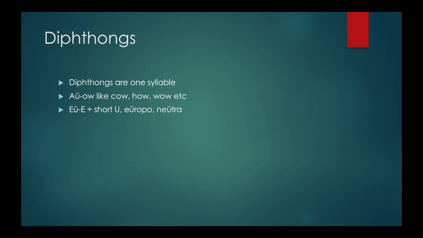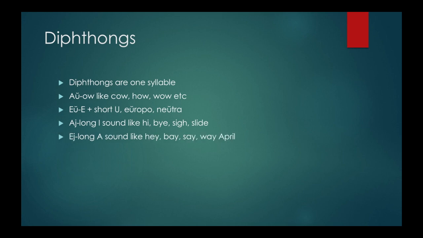It's important to notice that this is one syllable because in the second example, if it was 2 syllables and it was neutra, then the accent would be different. Aj is the next diphthong, which is the long i sound, such as hi, bye, sigh, slide, etc. The ej is a long a sound, bay, say, way, April. And the oj is oi, boy, soy, ahoy. And then the last one doesn't really exist in English, but I found one example where it's pretty close. If you say ooh yogurt, it's right in between the 2 words.